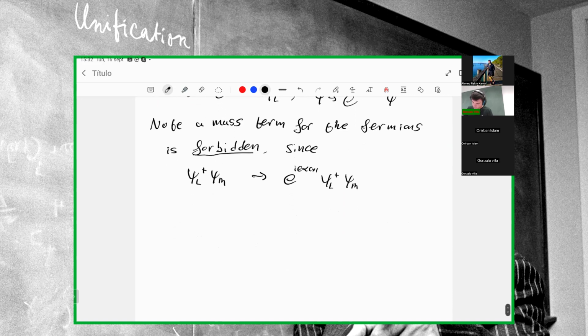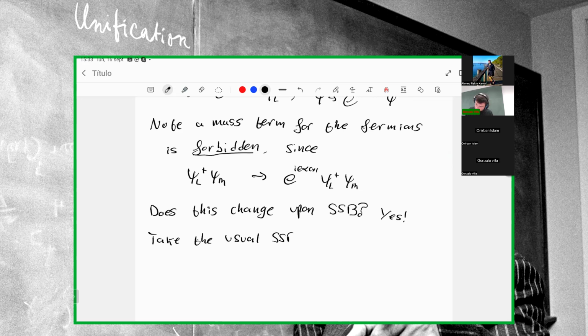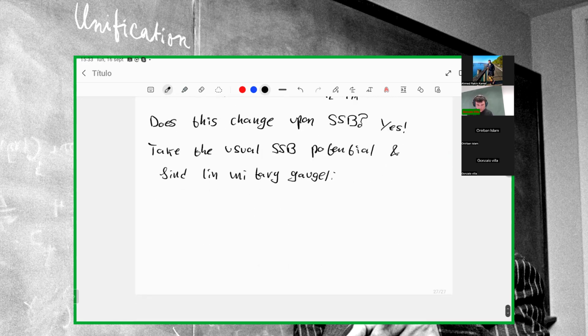Now, does this change upon spontaneous symmetry breaking? And the answer is yes. So take the usual spontaneous symmetry breaking potential of the last time, and find in unitary gauge the following behavior.